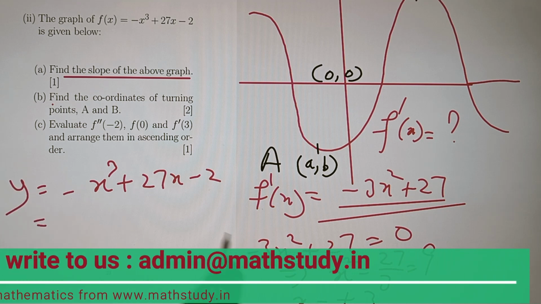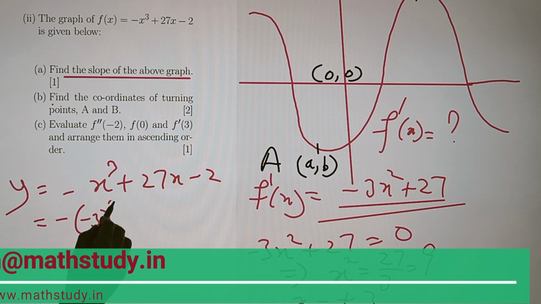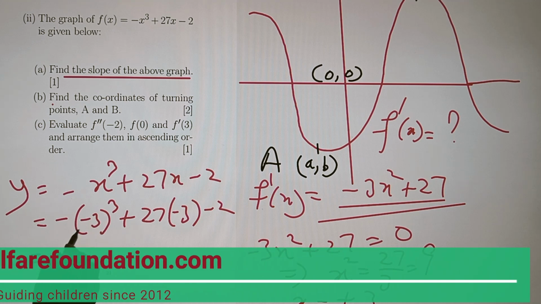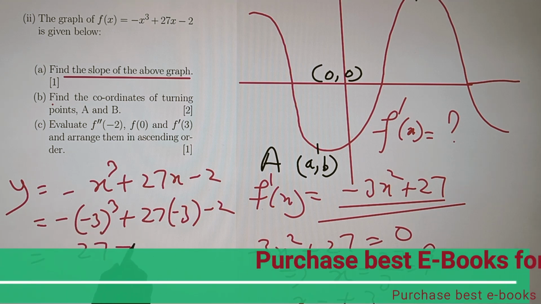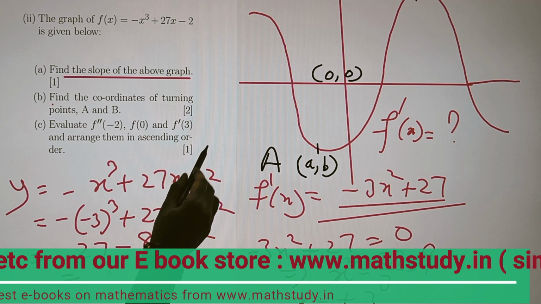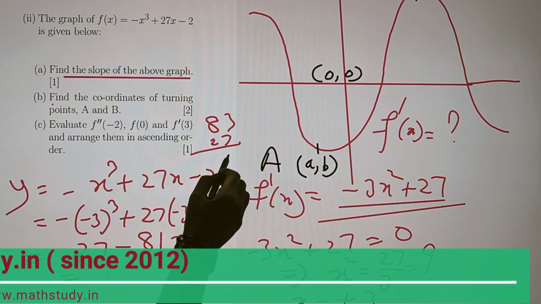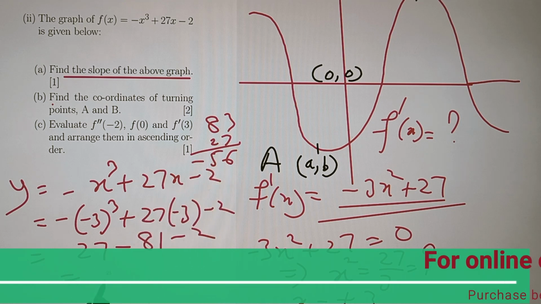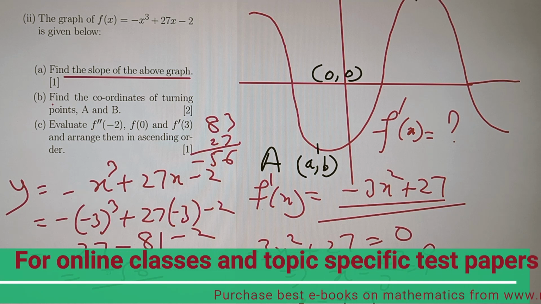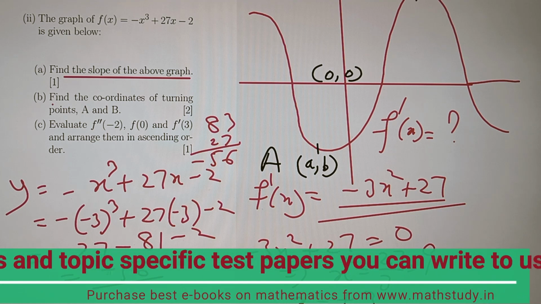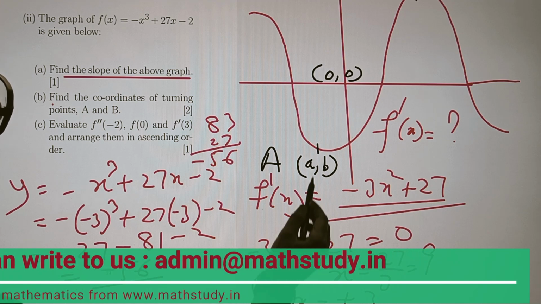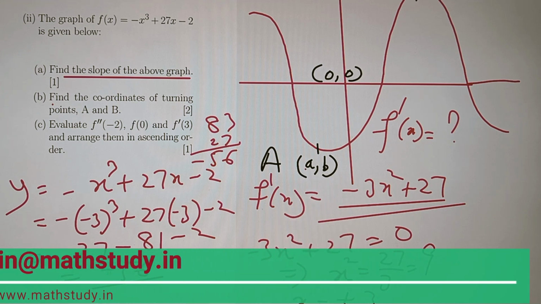Now if we put minus 3 here, we will be getting minus 3 whole cube plus 27 into minus 3 and minus 2. So here we are going to get minus 27, that is plus 27, and minus 81 minus 2. So we get the y coordinate as minus 56. Hence when x is negative, y is also negative. So in the third quadrant, x and y both are negative. So a is minus 3 and b is minus 56.